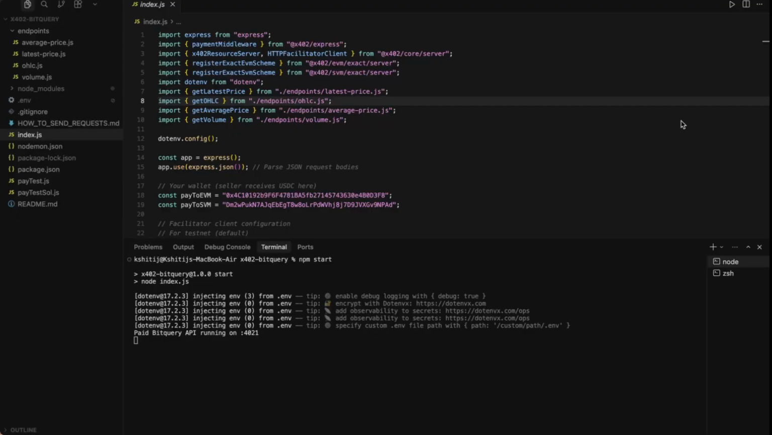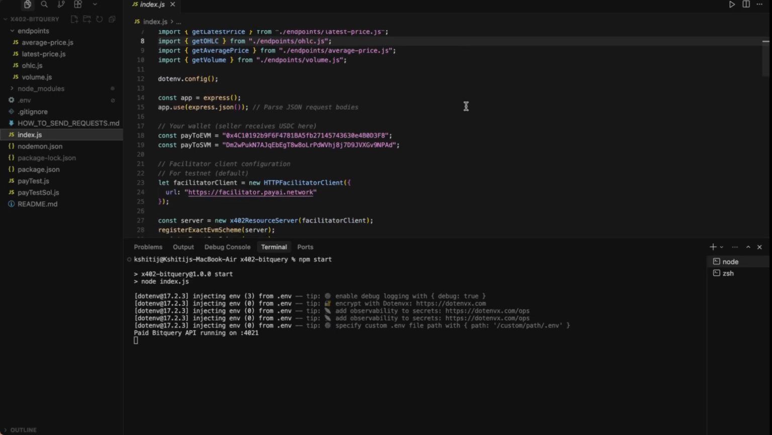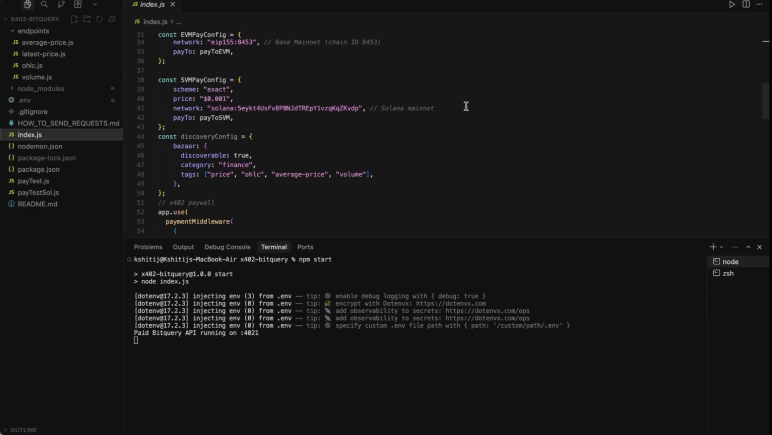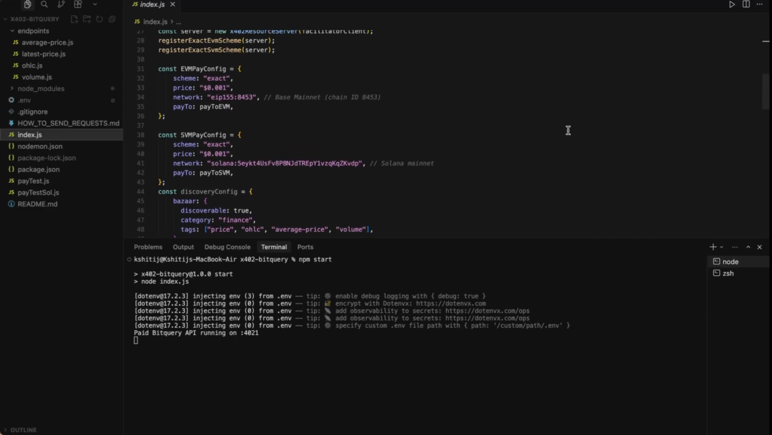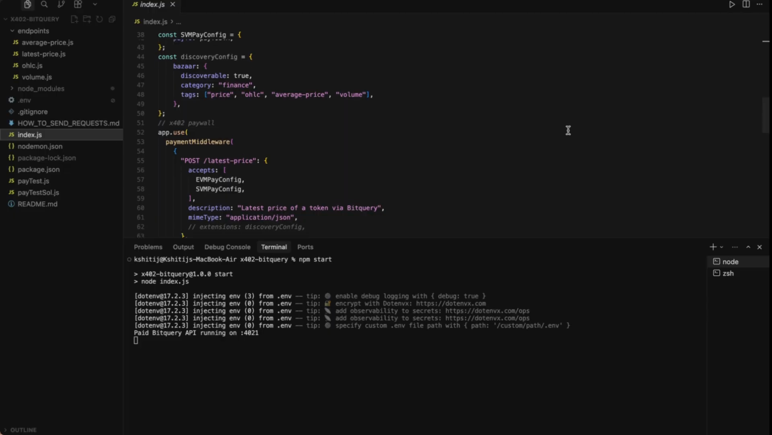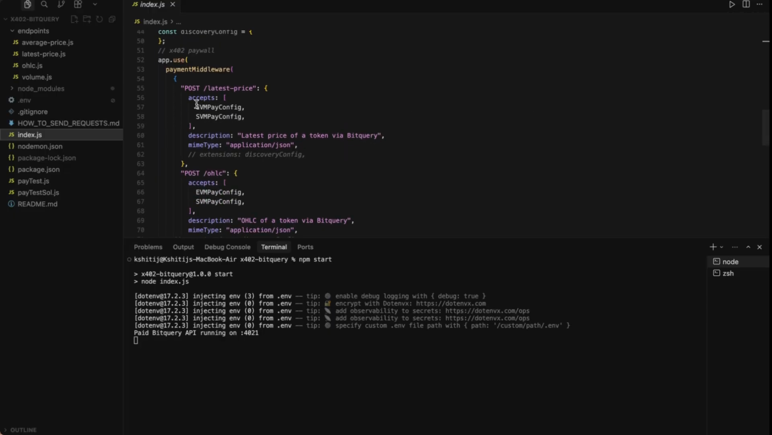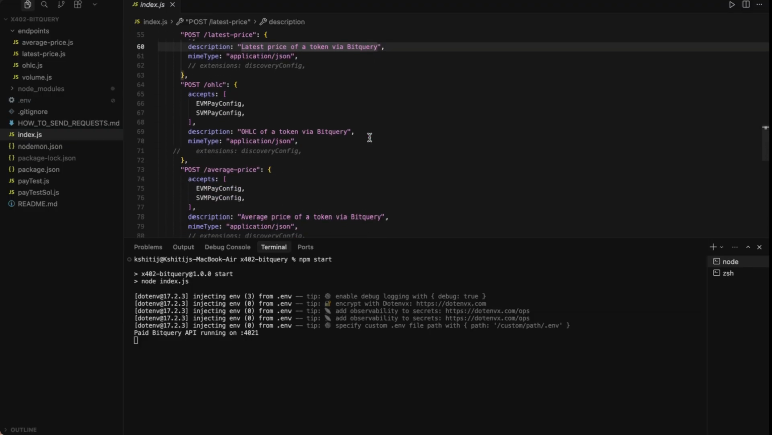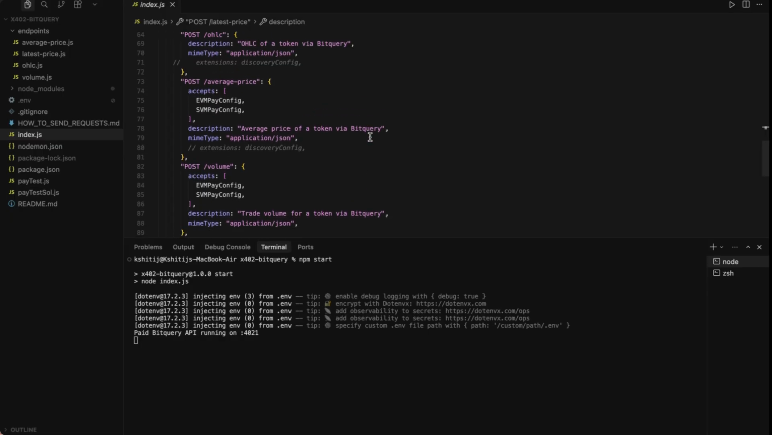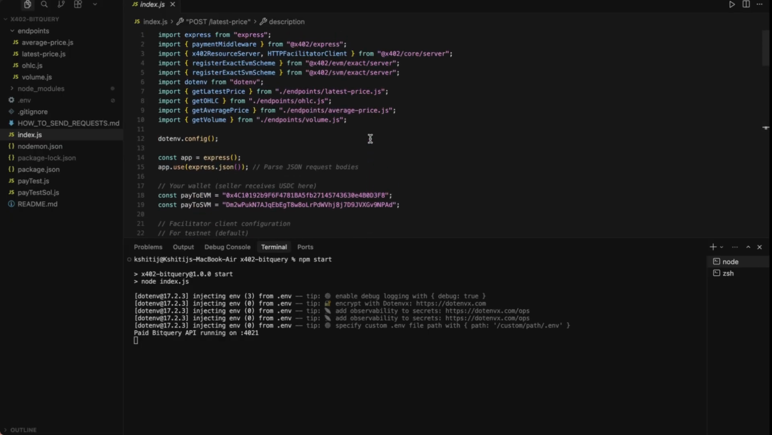This project is an x402-powered on-chain price data service that exposes multiple endpoints by Bitquery. Each endpoint is monetized using x402 exact payment schemes, with USDC payments supported on Base Mainnet (EVM) and Solana Mainnet (SVM). The service is built as a server-only backend using Node.js and Express.